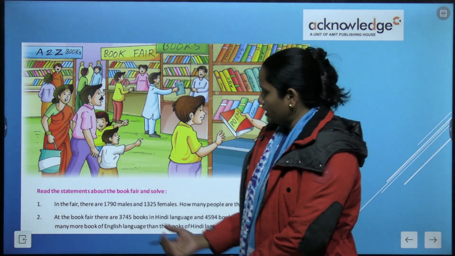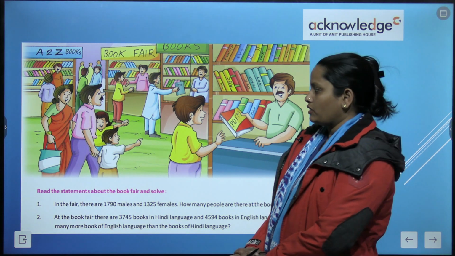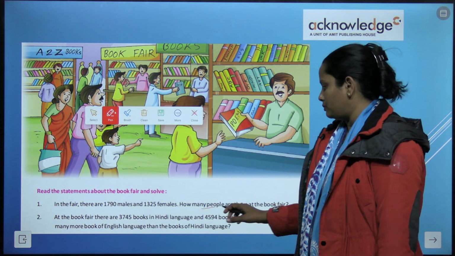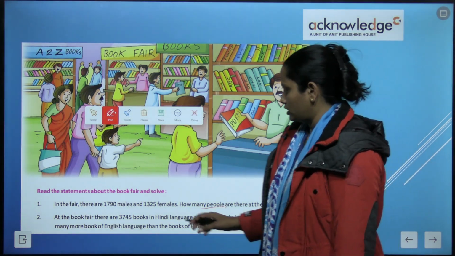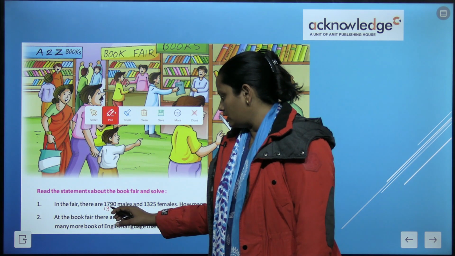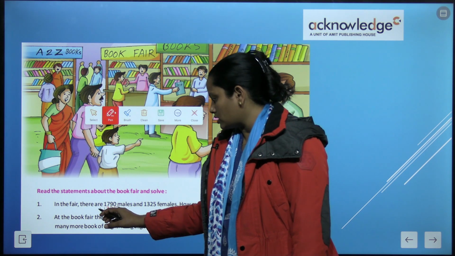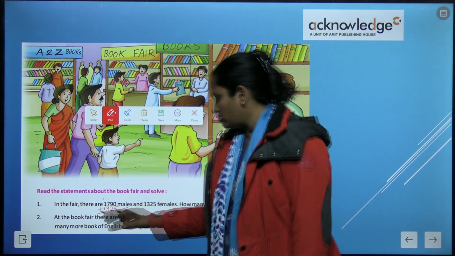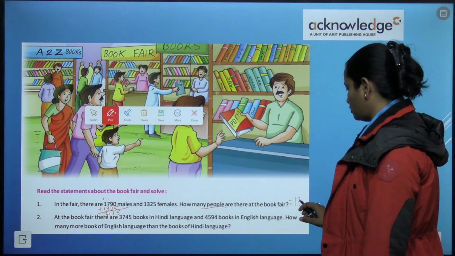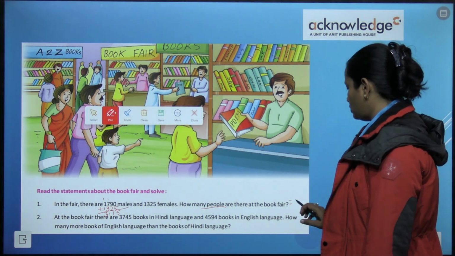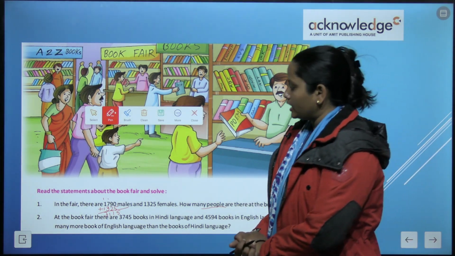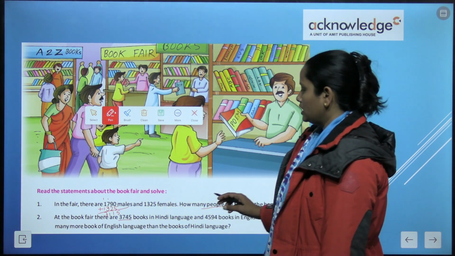So एक book fair है जिसमें इतने males और इतने females. So what we have to do, we have to find out कि total कितने लोग हैं वहाँ पे. So how many people are there, वो हमें find out करना है. So हमने 1790 में 1325 को add कर दिया. So what we get? We get 3115 people over there.